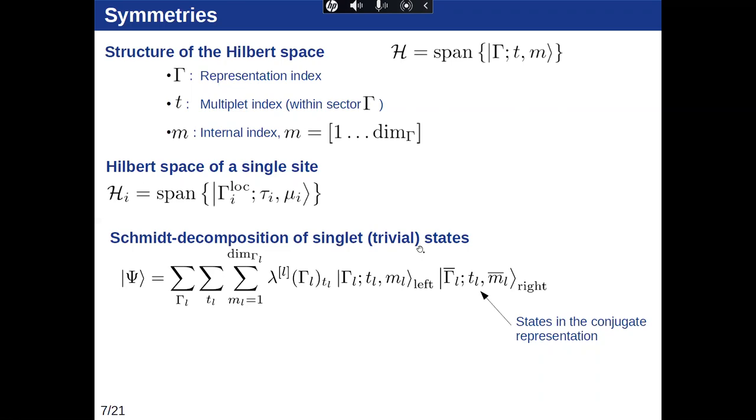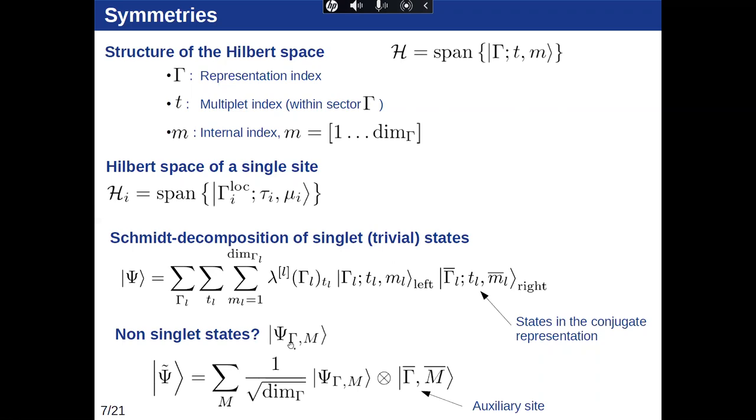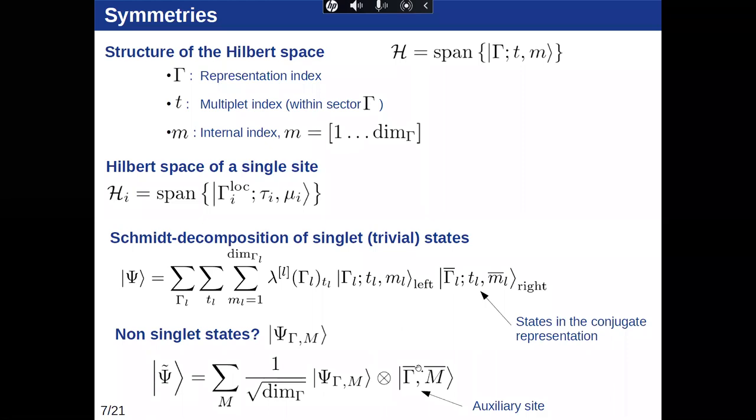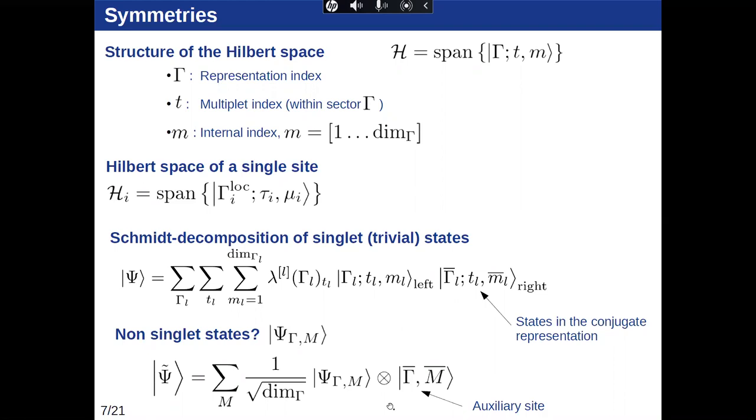If I have a non-singlet state that has a non-trivial representation gamma and a non-trivial internal index, for such a state it's not true anymore. But it's not a problem in the end, because it turns out that if I add an auxiliary site to my chain that transforms according to the conjugate representation of gamma, I can form a big singlet state, psi tilde, defined on a Hilbert space where this auxiliary site is added. So having just singlet states is not a restriction in the end.